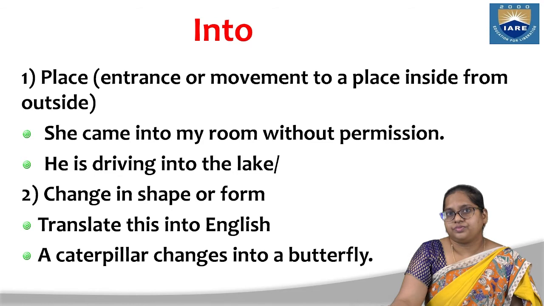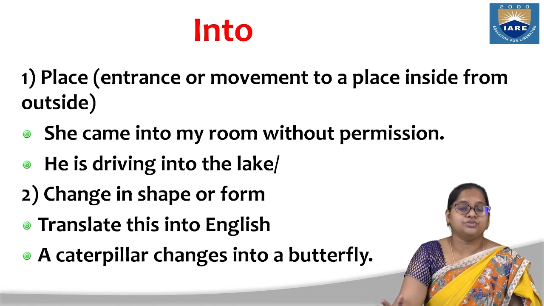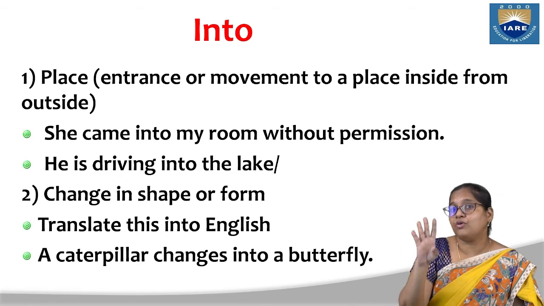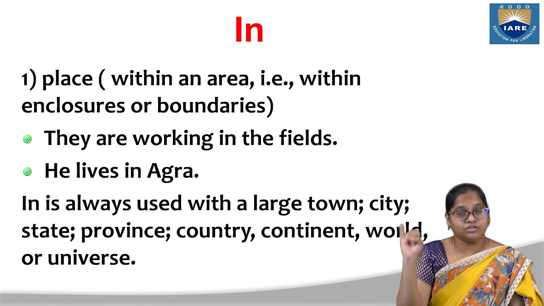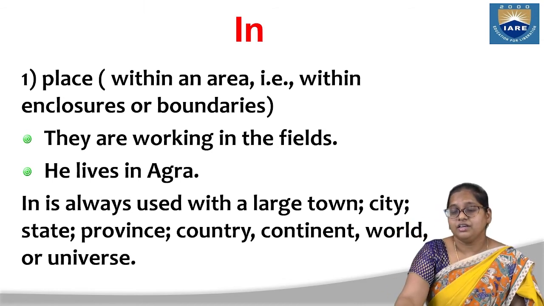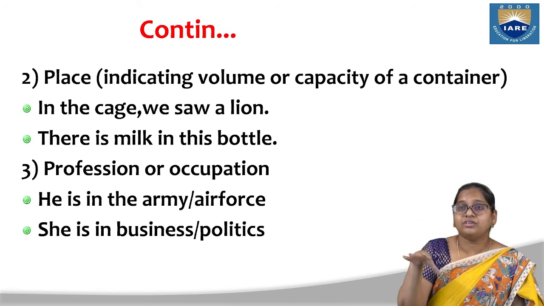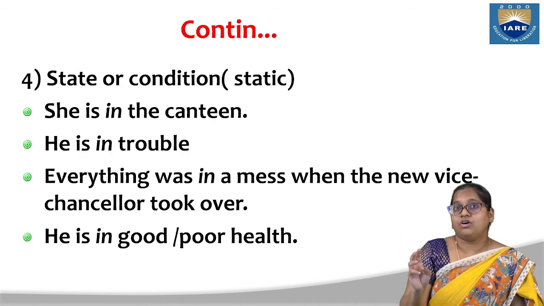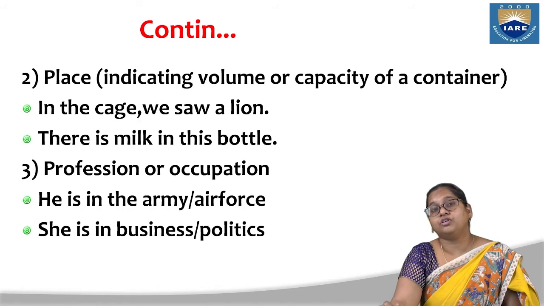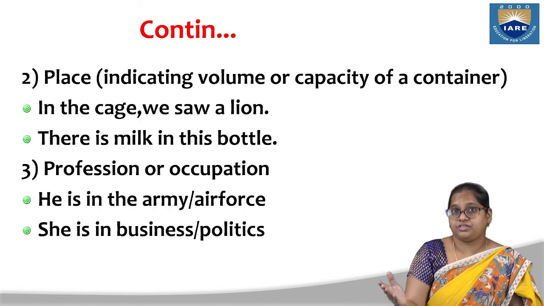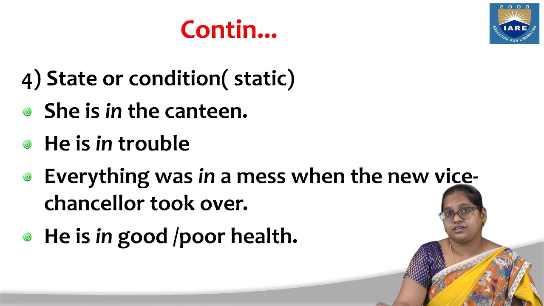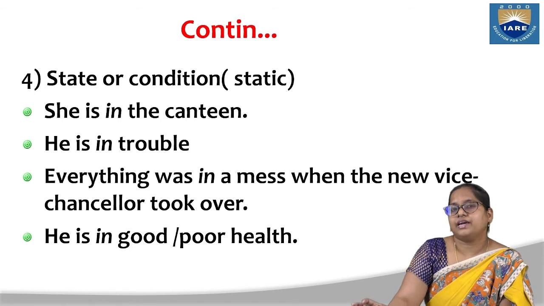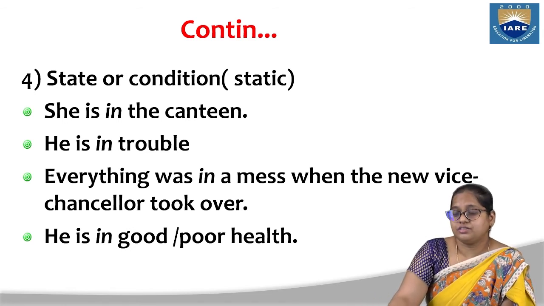Next preposition, into. Before we go ahead, into, we looked at in, right? There are similarly 4 contexts where you can use this in. Let me reiterate the context. One context is where you are talking about place, right? In the second context, you are talking about container or indicating volume. In the third context, you are talking about profession or occupation, right? You can use this in. Fourth context is state or condition. She is in the canteen. He is in trouble, right? Next, everything was in a mess. So these are the examples.